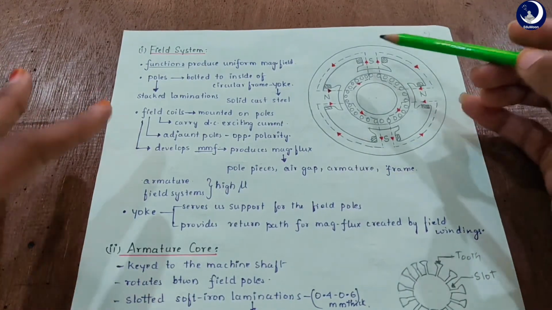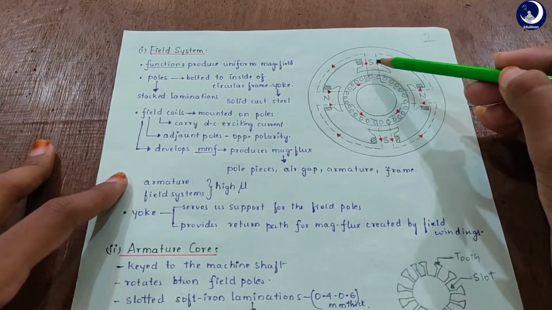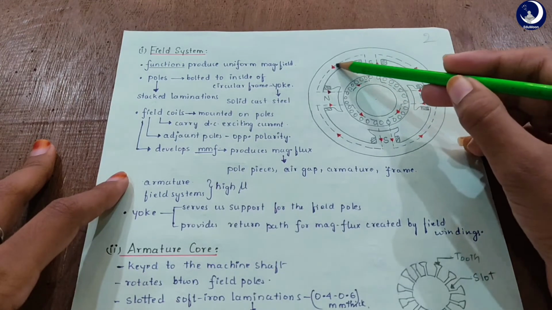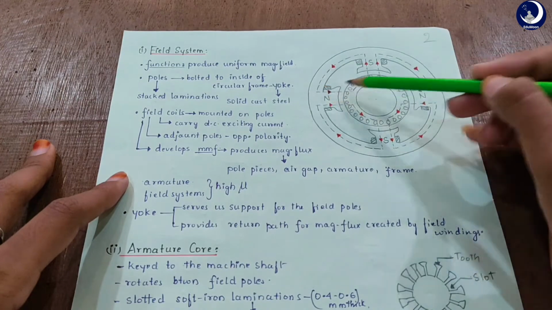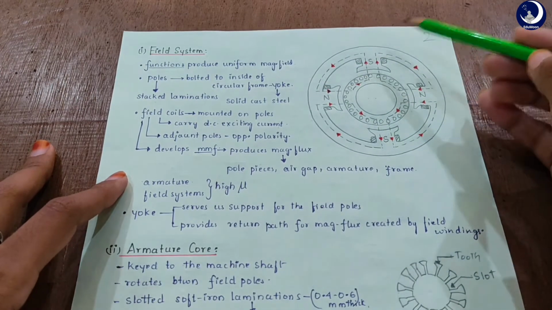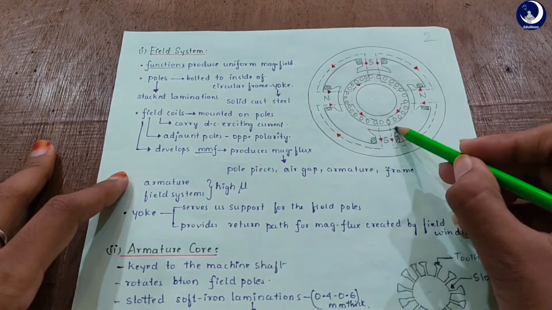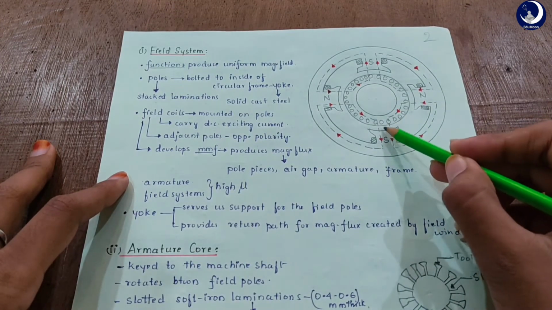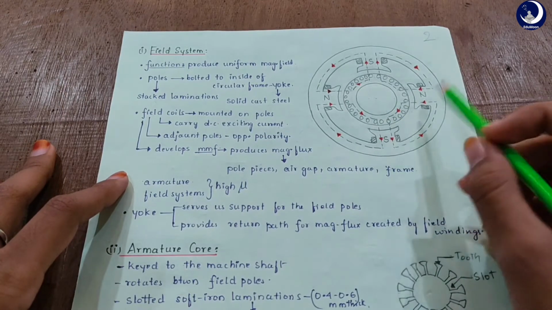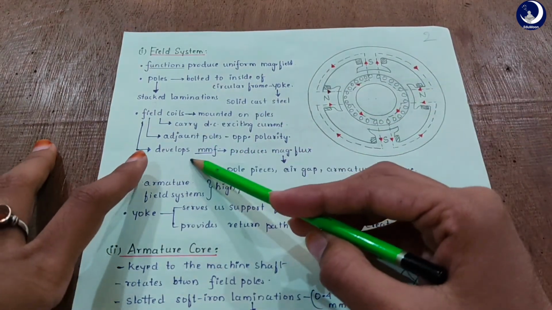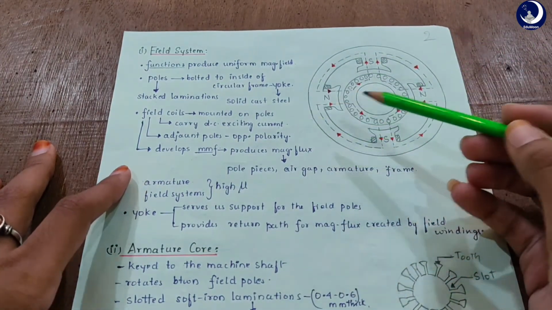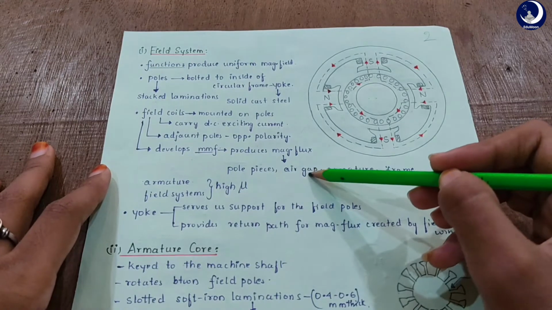That is, see, the magnetic flux passes from this pole piece and through the frame and through this air gap and through the armature. This is the pole, right? And this is the armature. There's a gap between the pole and the armature. This is the air gap. So the MMF developed by the field coil produces magnetic flux that passes through pole pieces, air gap, armature and the frame.